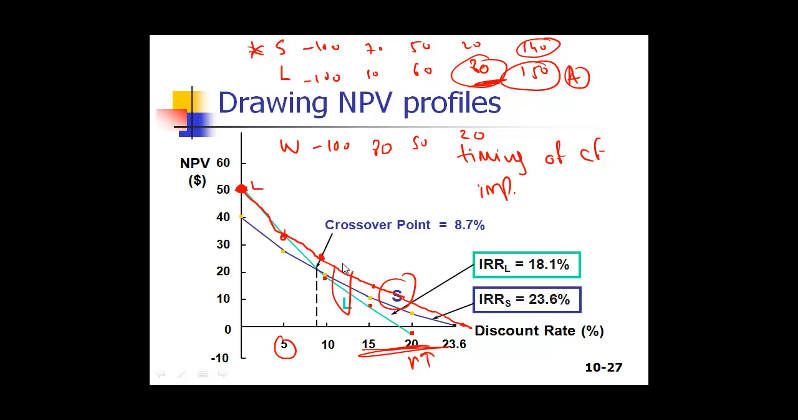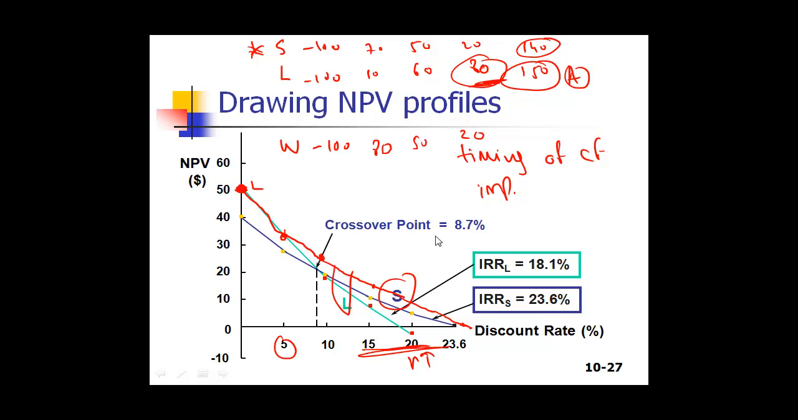Now, what all this explanation was to illustrate a very basic point, that NPV profiles intersect or have a crossover. What's the definition of a crossover? And how would you calculate that? If I gave you two projects and asked you for the crossover point, which is a high probability question on your quiz, how do you come up with it? What are two, three ways of doing it?